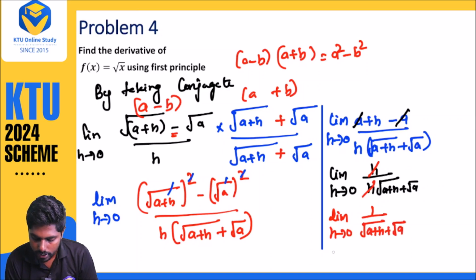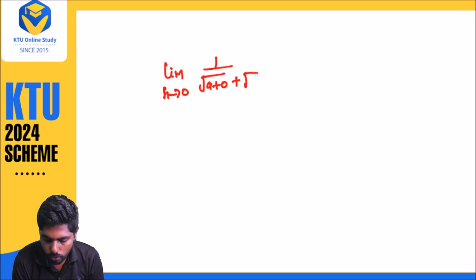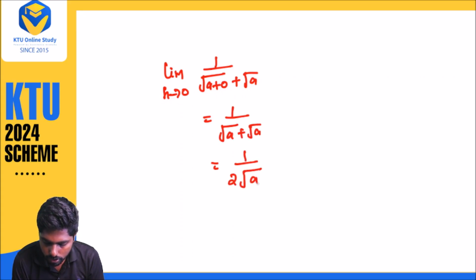So what will happen? The limit as h approaches 0 means h becomes 0, so 1 divided by root a plus 0 plus root a. So what is our answer? Our answer is 1 by root a plus 0 plus root a, which is nothing but 1 by root a plus root a, that is 1 by 2 root a. So this is our answer.